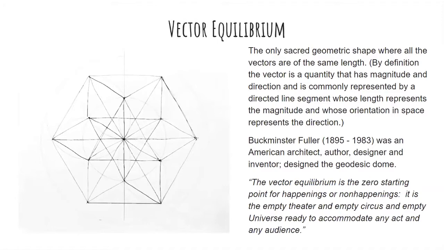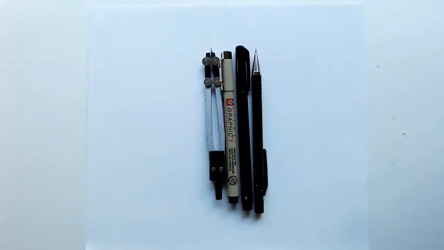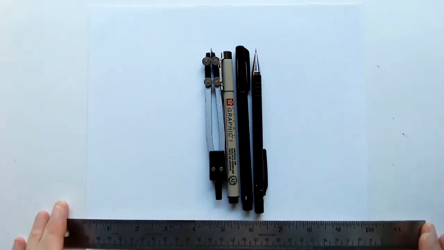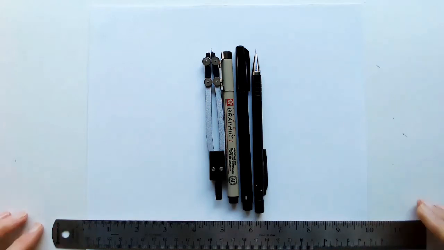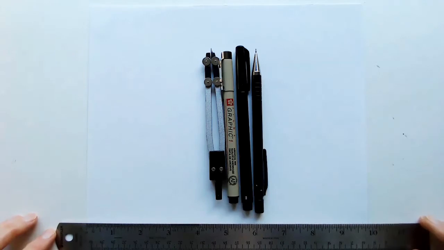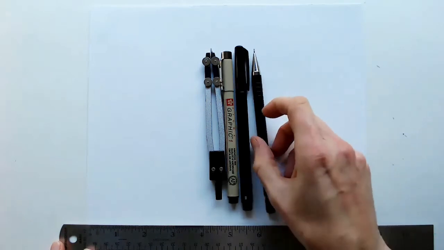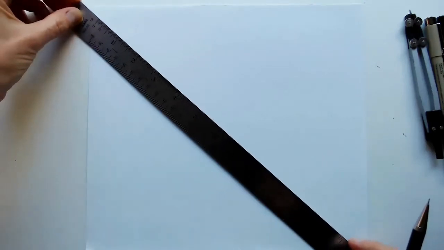And now, let's start drawing our figure, the vector equilibrium, using NeuroGraphica. Hello again. So now we can start our drawing. As I explained before, we will need to draw the flower of life. We will need the following tools, as usual for sacred art and neurographic drawing: a ruler, compass, markers, pencil.